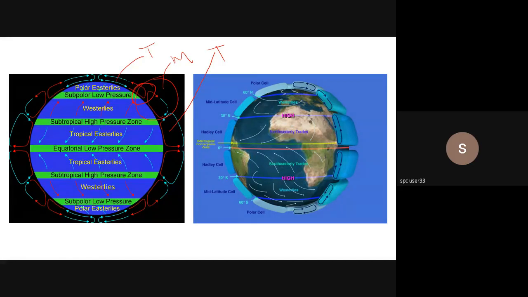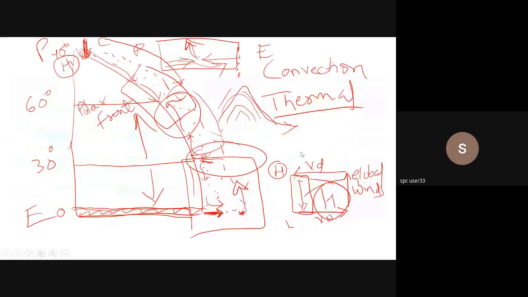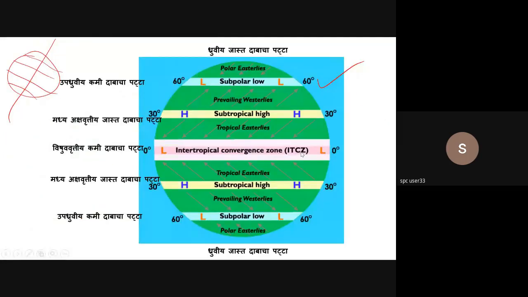Okay, I am referring to these boundaries in this diagram. Okay, so 2 thermally initiated cells and 1 mechanically initiated cell in each hemisphere lead to formation of pressure belts. I will try to put up the whole thing once again. I'll just try to draw those convective cells once again here.